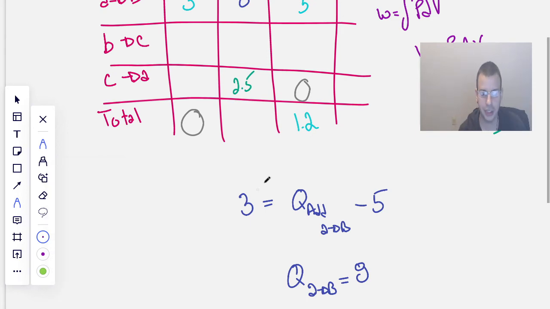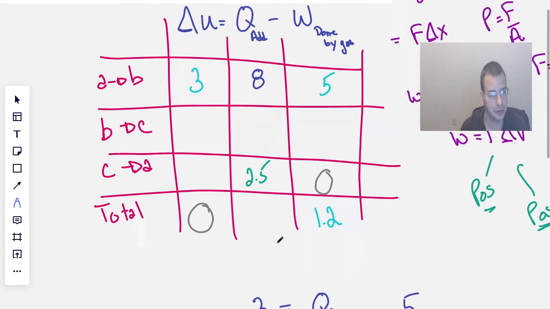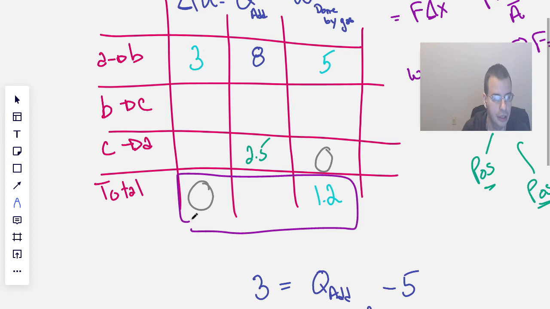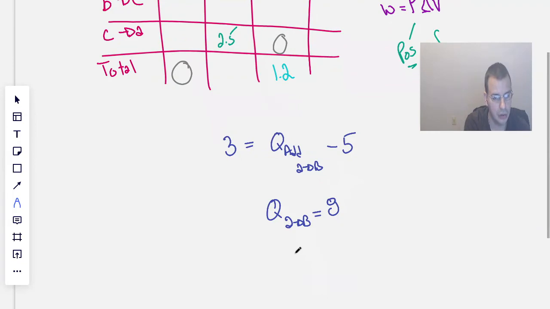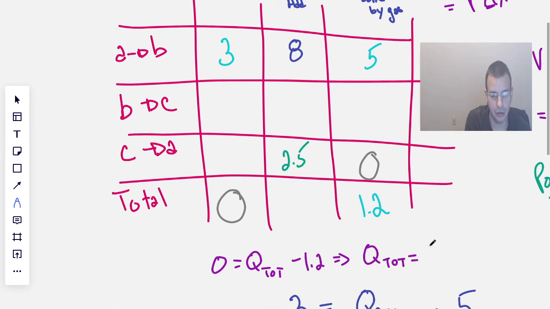I know, you might be like, I'm so tired. I understand. All right, so now we want to find B to C. The easiest way to find this is to use this bottom part right here. So we know that 0 equals Q total minus 1.2, therefore Q total equals 1.2. I know my work is messy, and I apologize.